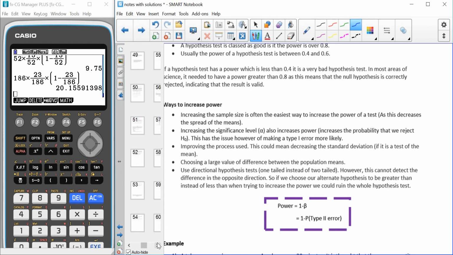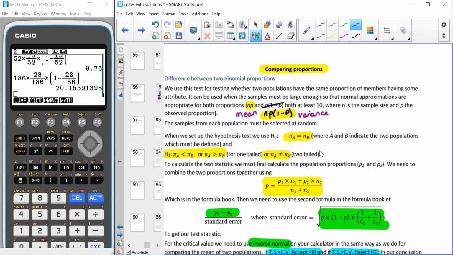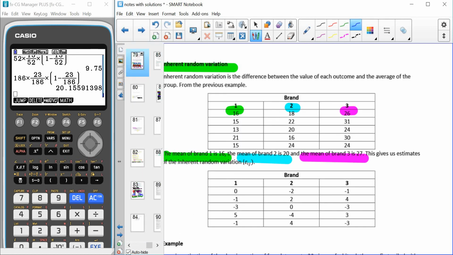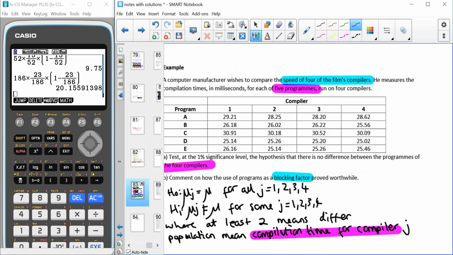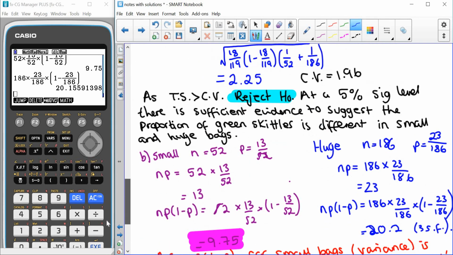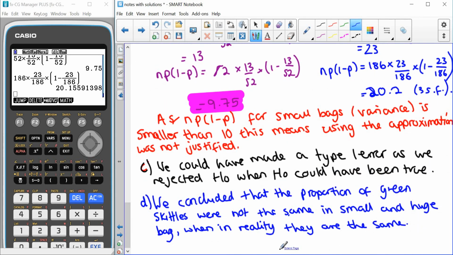So if I can go back to where we were answering the question. So ways that we could just decrease our probability of making a type 1 error.